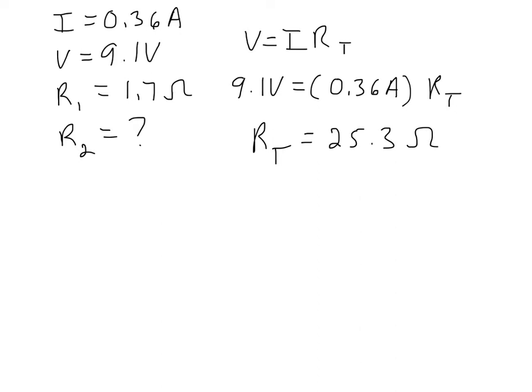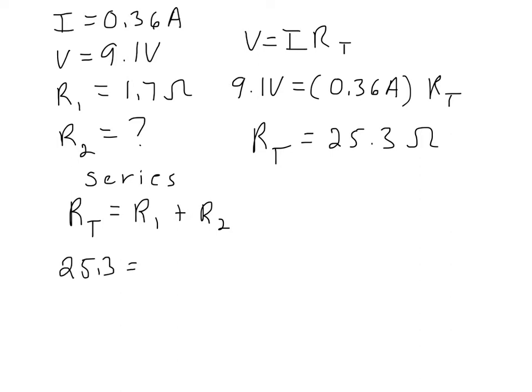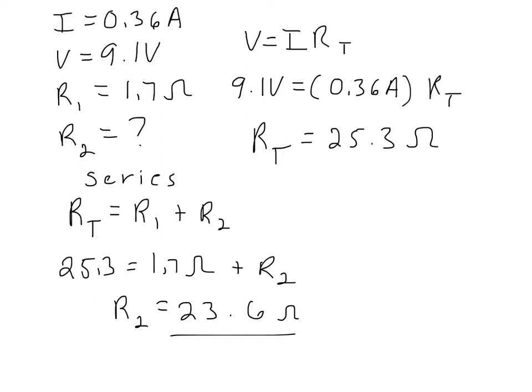So now, since they're in series, we're going to use the equation RT equals R1 plus R2. Right, series up here so we know. And so we plug our numbers in, we get 25.3 equals R1, which is 1.7 ohms, plus R2. When we solve that, we get R2 is equal to 23.6 ohms. So that's problem number 3.